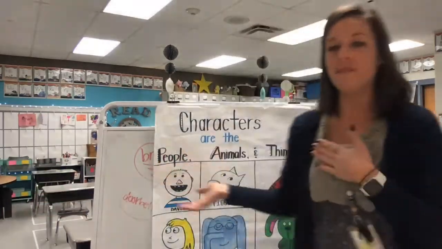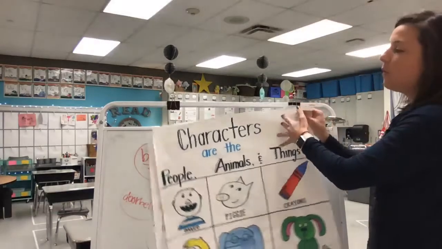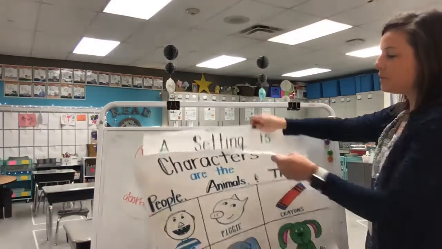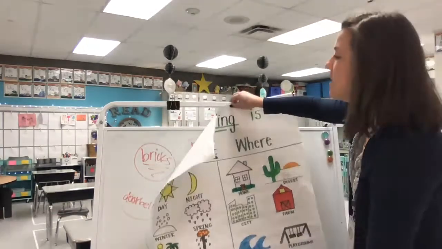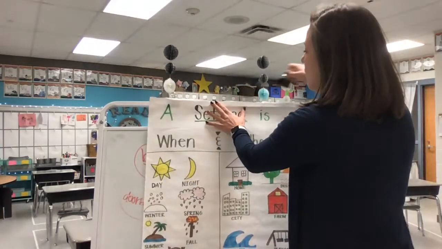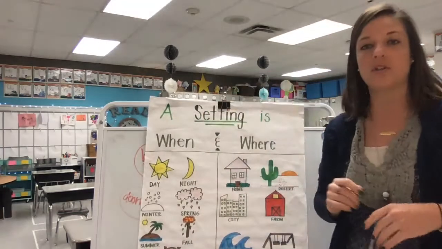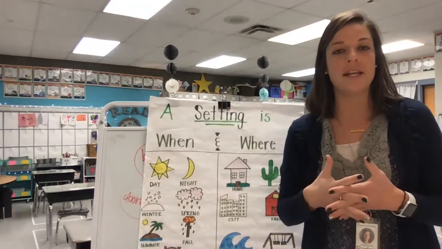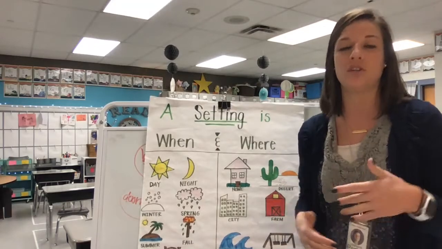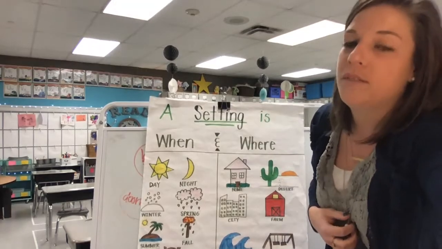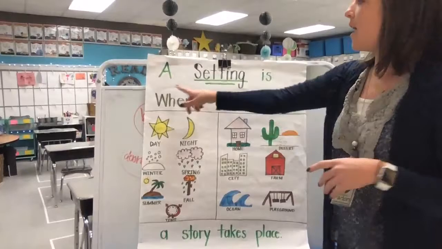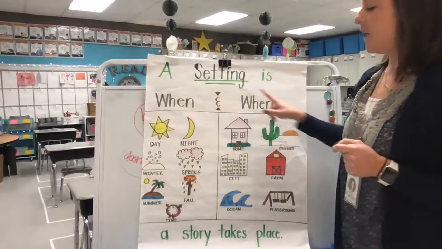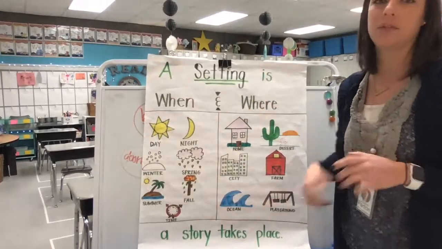A character is who. So it can be any of those things. While we're reading, as readers, we also visualize the setting in our brains. The setting is very important to our story so that we can understand it better and understand what the characters are doing and what the purpose of the story is.